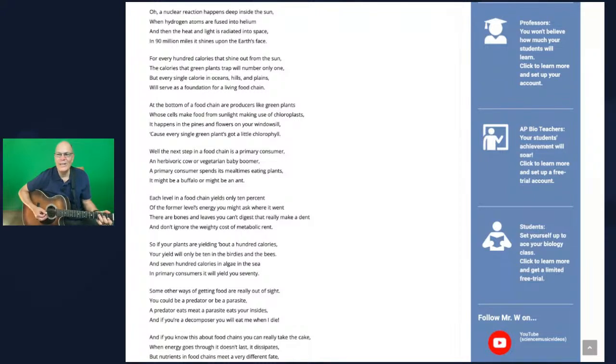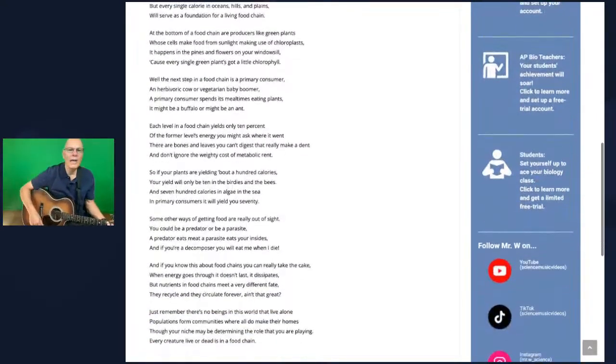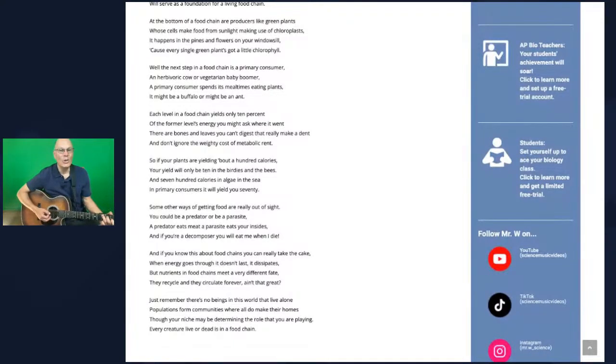Some other ways of getting food are really out of sight. You could be a predator or be a parasite. Predator eats meat, a parasite eats your insides, and if you're a decomposer, you will leave me when I die. And if you know this about food chains, you can really take the cake. When energy goes through, it doesn't last, it dissipates. But nutrients and food chains meet a very different fate. They recycle and they circulate forever. Ain't that great? Just remember, there's no beings in this world that make their home. Populations form communities where all do make their home. Though your niche may be determined in the role that you are playing, every creature alive or dead is in a food chain.